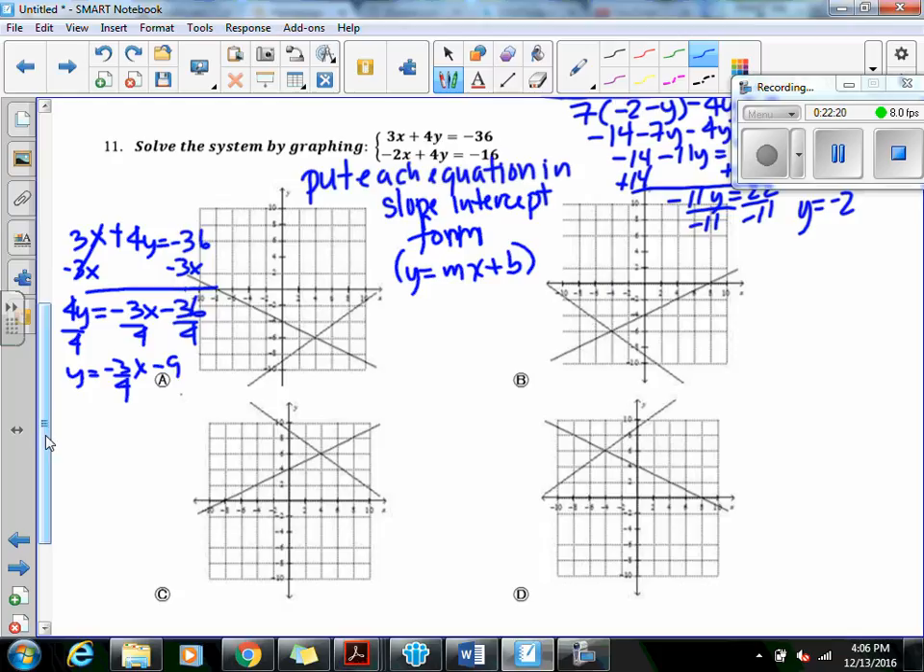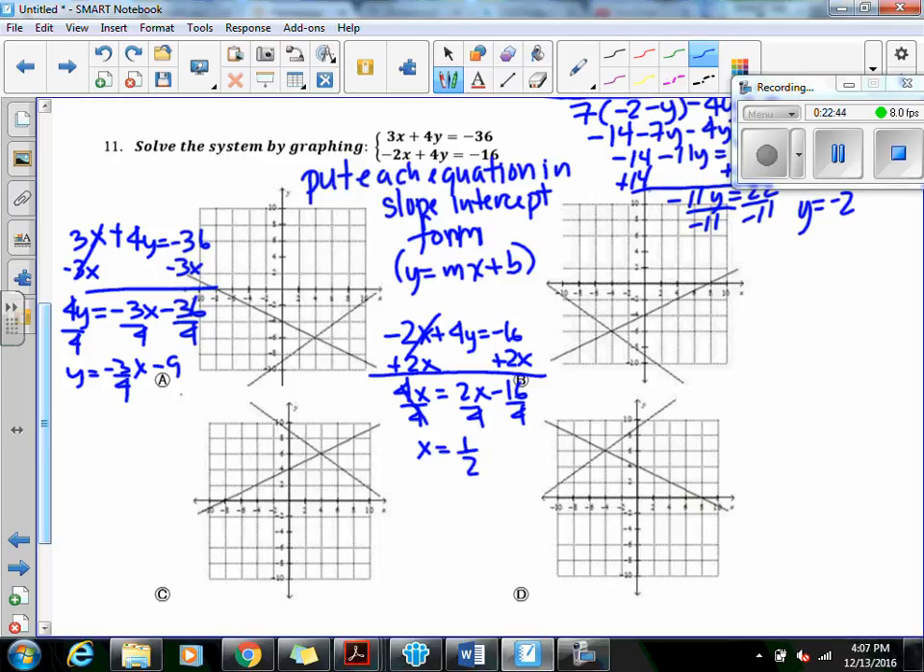And then this other equation is negative 2x plus 4y equals negative 16. We will add 2x to both sides. We have 4y equals 2x minus 16. Divide everything by 4. And y equals, I have to reduce that, 1/2 x minus 4. It wouldn't be wrong if we didn't reduce it. You would still be able to correctly identify your line.